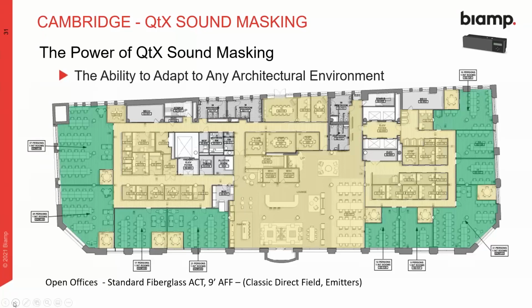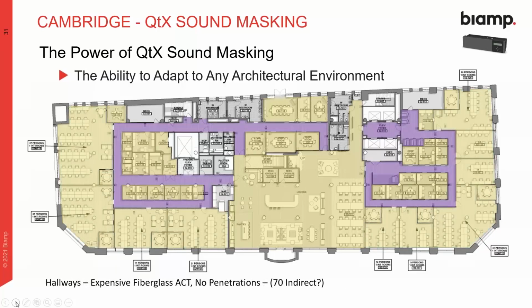As a designer, for me, that's a no-brainer. That's a standard ACT emitter that I'm going to use in that area of the floor plan. In the corridors that are needing some coverage, let's say that this is an expensive fiberglass ACT that the architect is very proud of, and he is not allowing any type of penetrations. So we might look at this with a 70-volt type approach. It looks pretty consistent, so we're going to put some speakers above this ACT to do the sound masking there.